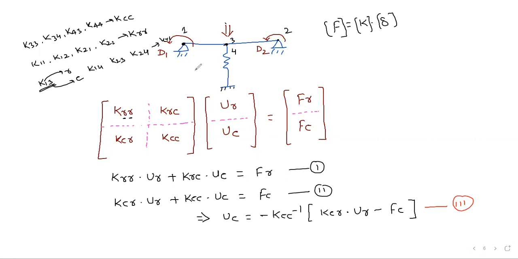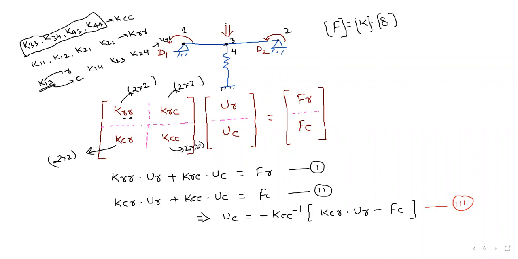Similarly, KCR. So if you look internally, how many elements are there in KCC? 4 elements. 4 elements means a matrix of size 2 by 2. So this is of size 2 by 2. Similarly, this is also 2 by 2, this is also 2 by 2, and this is also 2 by 2. Now the question is why all these are of size 2 by 2? Because we have condensed out 2 degrees of freedom and we have retained 2 degrees of freedom.